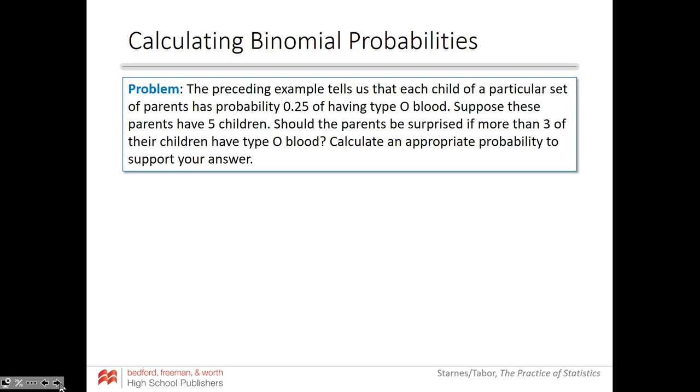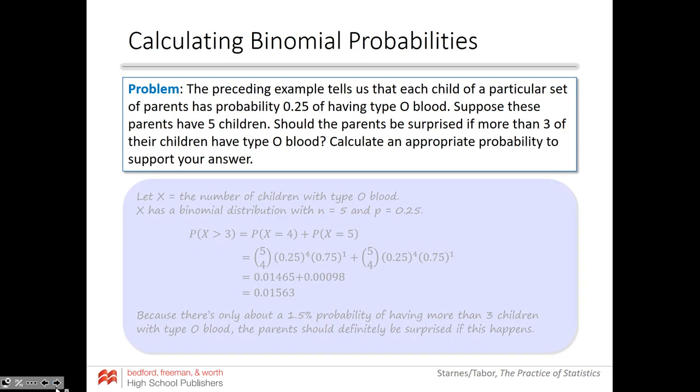So, next question. Suppose the parents have 5 children. Should the parents be surprised if more than 3 of their children have type O blood? Hopefully that triggers something in your head. We're talking about statistical significance, right? Is this likely? So let's figure it out. Is it likely that more than 3 of their kids have type O blood?